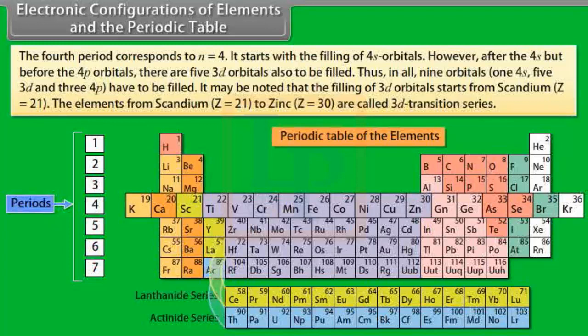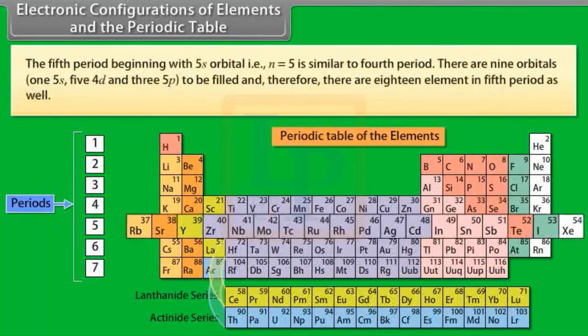The elements from scandium, atomic number is equal to 21, to zinc, atomic number is equal to 30, are called the 3d transition series. The fifth period beginning with 5s orbital, that is, n is equal to 5, is similar to the fourth period. There are 9 orbitals, 1 5s, 5 4d and 3 5p to be filled, and therefore there are 18 elements in the fifth period as well.